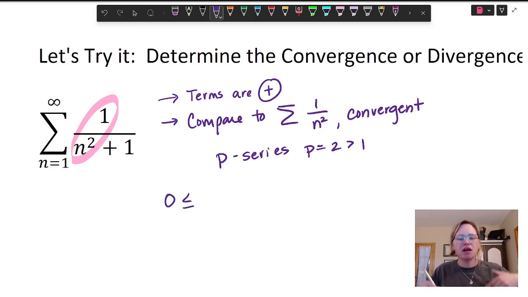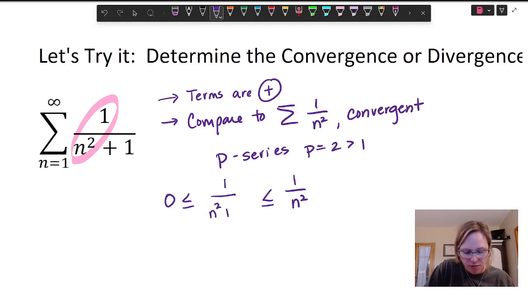Now, because I have a convergent series, here's where it gets kind of dicey. I need to make sure that my series, 1 over n squared, is on the outside. Anytime I pick a convergent series, it goes on the outside. If I pick a divergent series, it goes in the middle. So 1 over n squared has to be on the outside. Here's where it gets tricky, because I have to make sure that this is in fact a true statement.